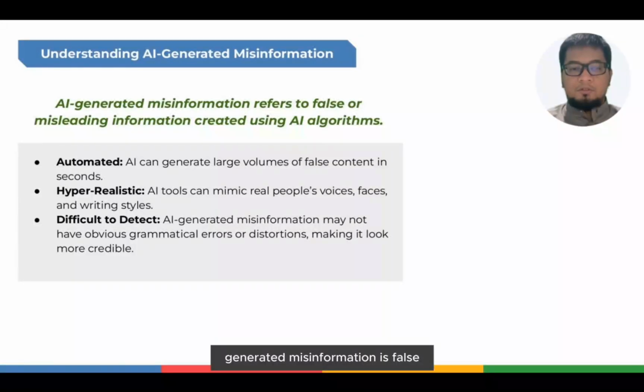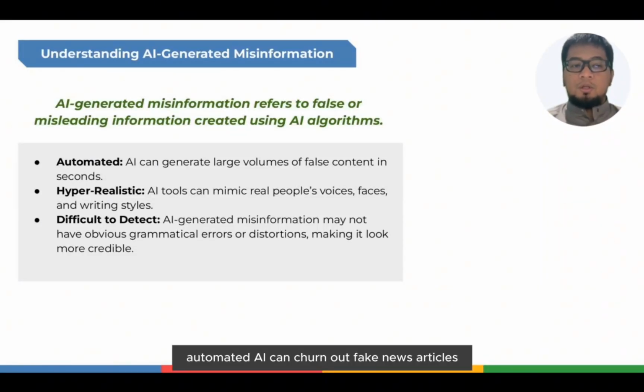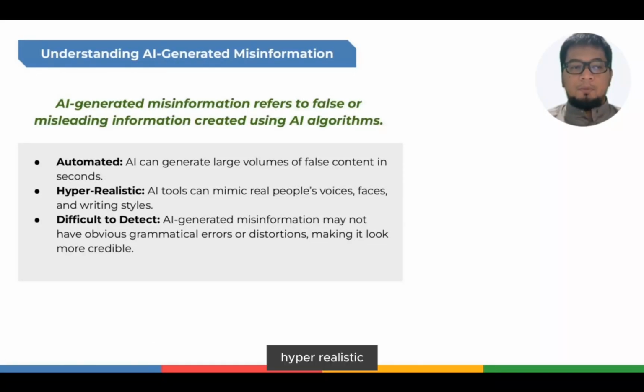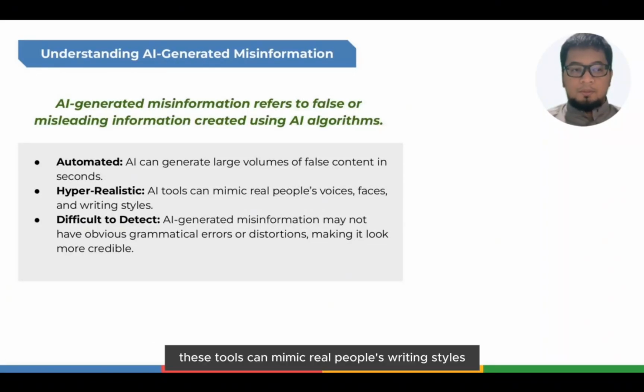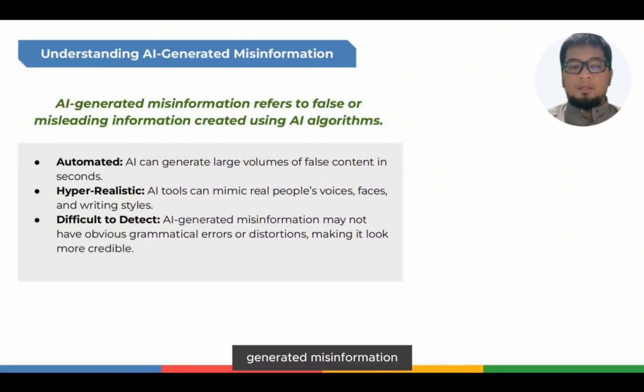AI-generated misinformation is false or misleading content created using AI algorithms, and it's getting harder to spot. Let's break it down. Automated. AI can churn out fake news articles, tweets, and even entire reports in seconds, making the spread of misinformation faster than ever. Hyper-realistic. These tools can mimic real people's writing styles, voices, and even faces, making AI-generated misinformation look and sound incredibly convincing. Difficult to detect.